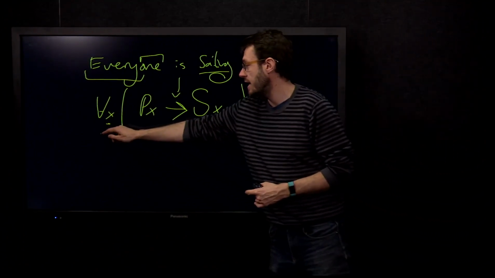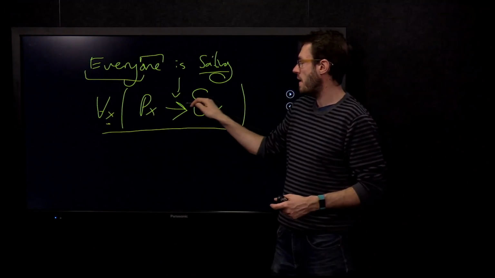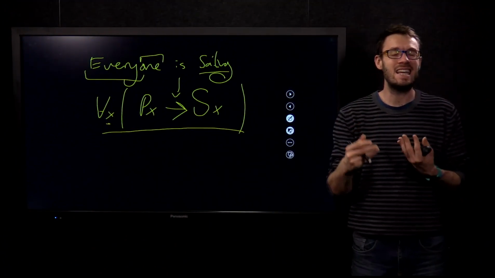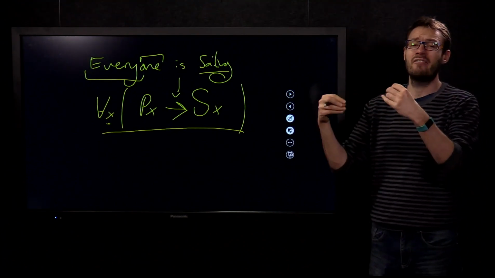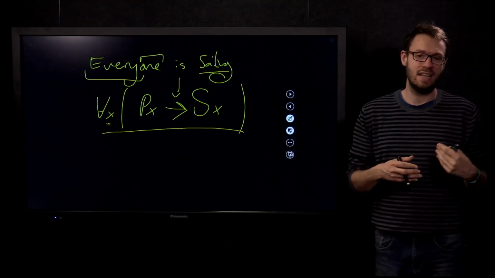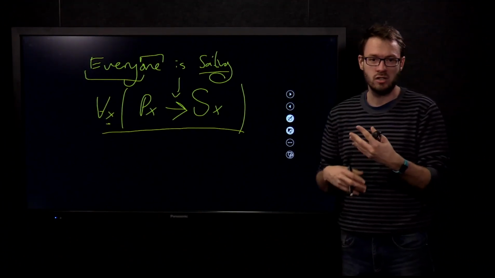So this is how we translate out that sentence, everyone is sailing. For all things, if they're people, then they're sailing. I know that that can seem a little bit strange when you first translate it out, to take a sentence like everyone is sailing and then translate it out to for all x, if x is a person, then it's sailing. It can seem sort of artificial and odd.